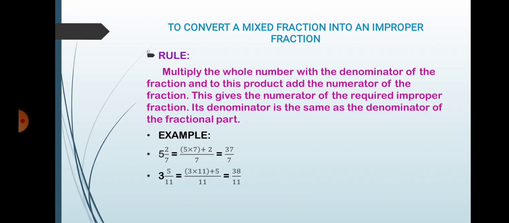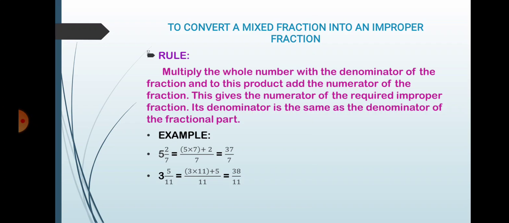So this product, what we need to do? We have to add it with the numerator. The numerator here is 2. So 5 into 7 plus 2. 5 7s are 35. 35 plus 2 is 37. As we all know, the denominator should be written the same. The denominator is 7.